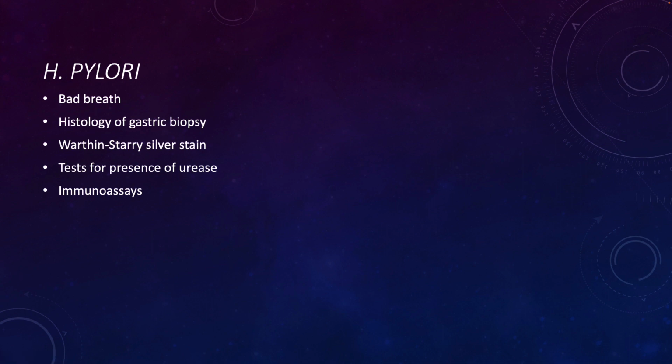I mentioned earlier that one of the really common symptoms of Helicobacter pylori infection is bad breath. It can be diagnosed through histology of a gastric biopsy. Because the bacteria are so small, you often can't see them under classic stains, but if you use a type of silver stain, you can see the bacterium. You can also test for the presence of the enzyme urease. It's a very easy biochemical test.